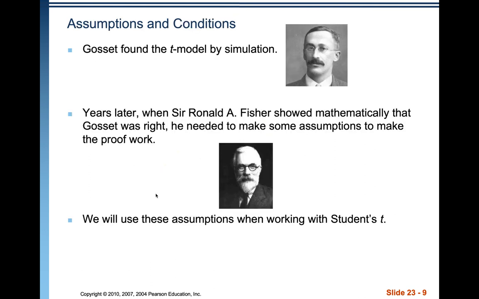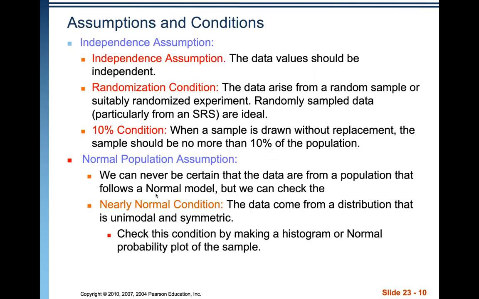So Gossett found the t-model by simulation. He figured it out based on working with tons of distributions and real-world situations. Years later, when Sir Ronald A. Fisher showed mathematically that Gossett was right, he needed to make some assumptions to make that proof work. We will use these assumptions when working with Student's t.